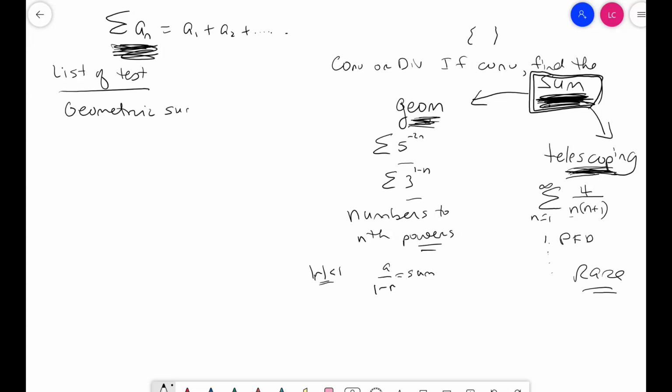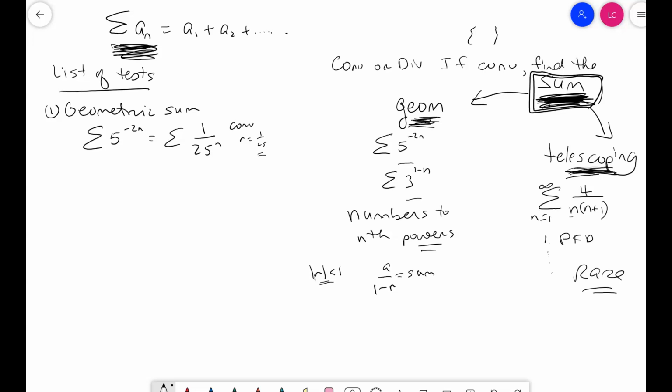If it's a geometric sum, so I guess it's not a test name, but a list of tests, I should say. If it's a number to the nth power, like 5 to the negative 2n, I can see that that's the same thing as saying 1 over 25 to the n. I can see that that converges because the r is 1 over 25. So I want you to be able to recognize numbers to the nth power, geometric sum, and be able to identify what the r is equal to.